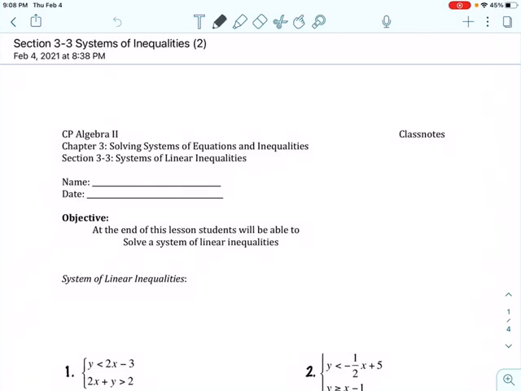Hi everyone. So today we're going to work on systems of inequalities. We're going to graph our system and incorporate the inequality concept. We're going to graph two linear inequalities and look for the overlapping shaded region. Okay, so that's our goal. We're going to solve a system of linear inequalities.